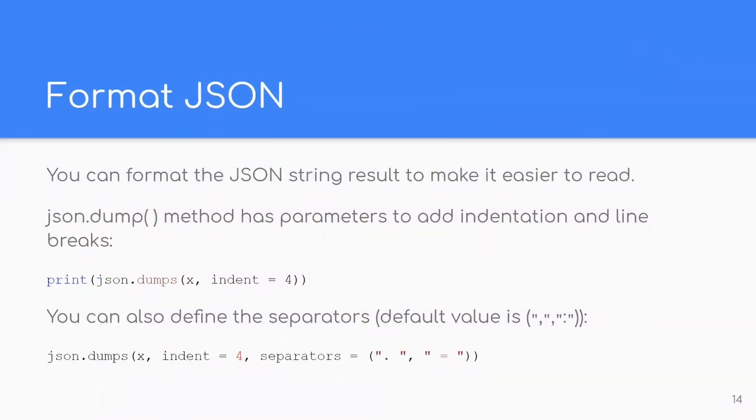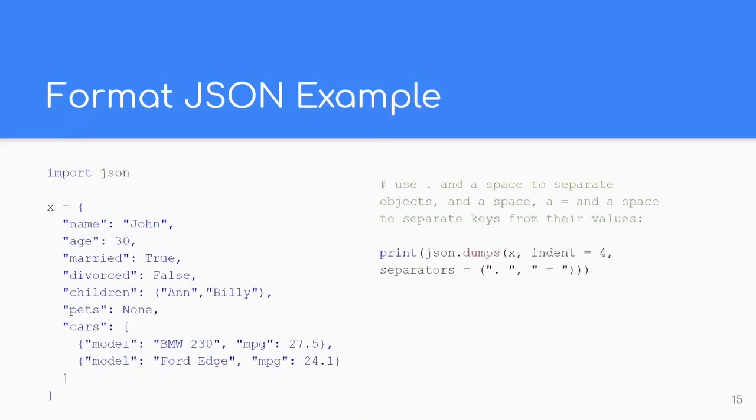You can format the JSON string result to make it easier to read. So the json.dumps method has parameters to add indentation and line breaks, just like in this line of code shown. In this print statement, when you print this data, you also take as parameter the indentation, for example, 4. You can also define separators. In this example, we first import the json module, then we specify the Python dictionary, and then what we do is that we use a dot and a space to separate objects, and a space and an equal sign and a space to separate keys from their values. And the output will be just like this.